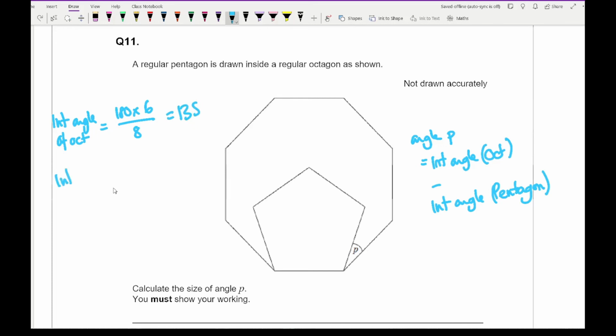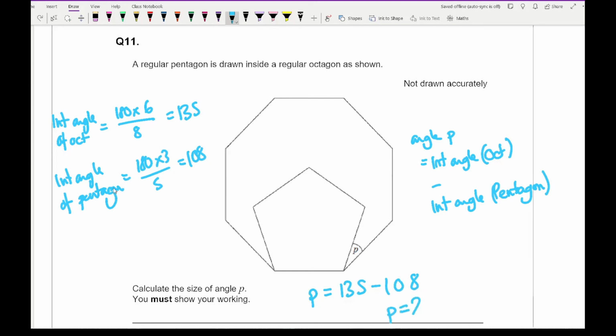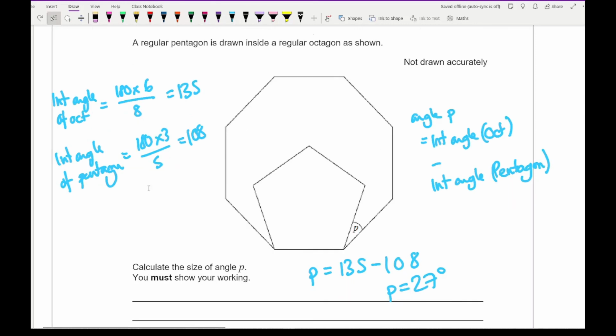And then the interior angle of the pentagon is going to be 180 times 3 over 5. So 180 times 3 is 540, divided by 5 equals 108. So that means P equals 135 minus 108. So 135 minus 108 equals 27 degrees.